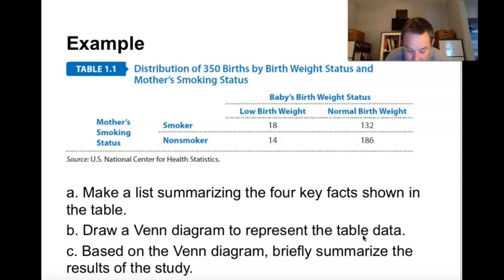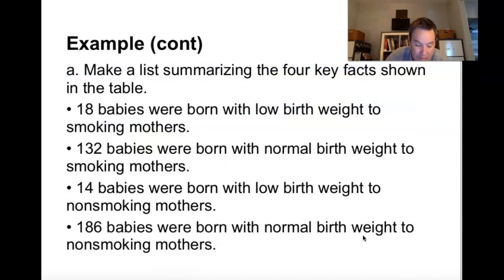So we're going to make a list summarizing the 4 key facts shown in the table. We're going to draw a Venn diagram to represent the table data. And then based on the Venn diagram, we're going to try and summarize the results of the study. So first, if we want to look at a list summarizing the 4 key facts shown, all it does is go through those 4 numbers that I just went through. 18 babies were born with low birth weight to smoking mothers, 132 babies were born with normal birth weight to smoking mothers, and so on.